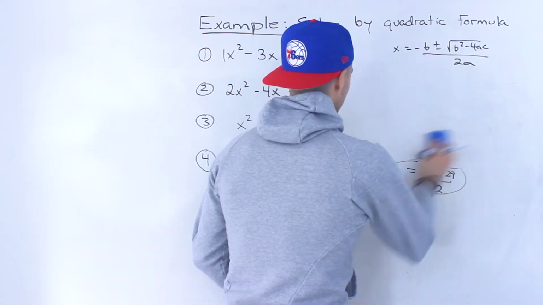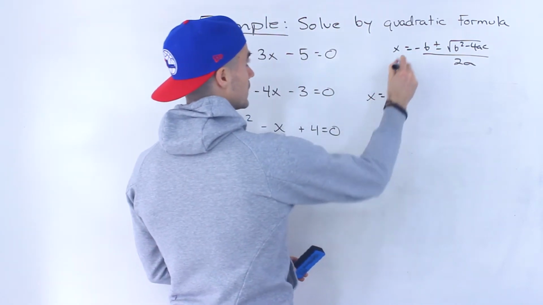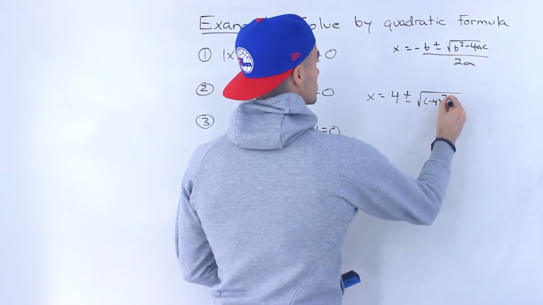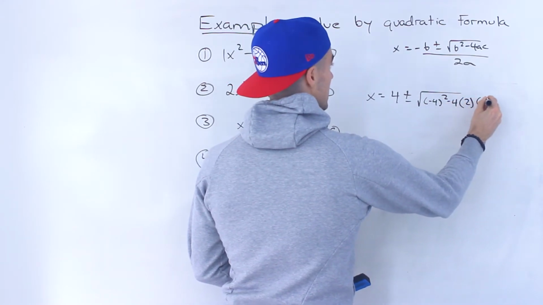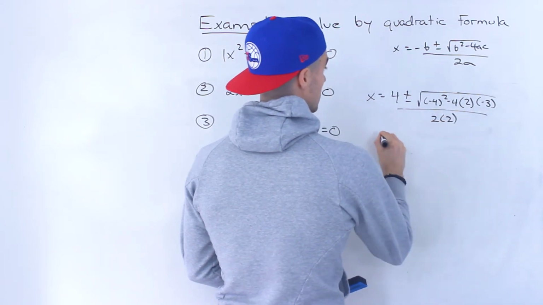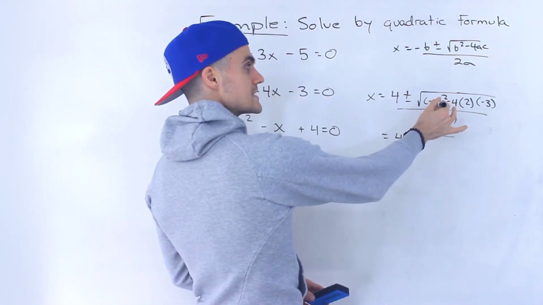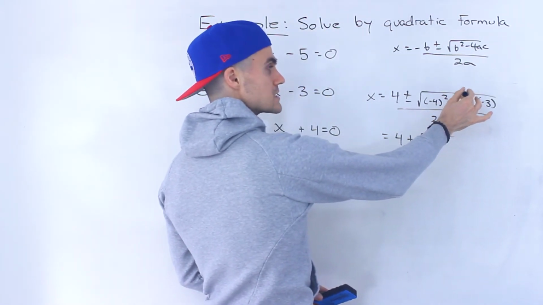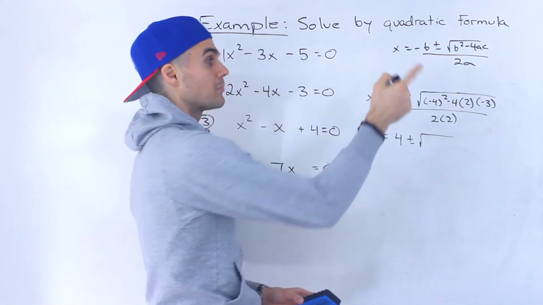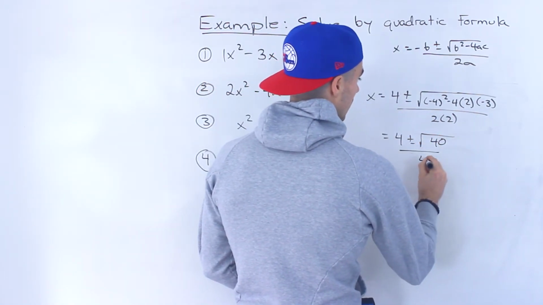Number 2, exact same thing, just plug in the parameters. We would have b equaling -4, so that'd be positive 4. Then we'd have -4 to the power 2 minus 4 times 2 times -3, all over 2 times 2. So it'd be 4 plus or minus the square root of 16 plus 24, since -8 times -3 is positive 24. That would give us 40 all over 4.